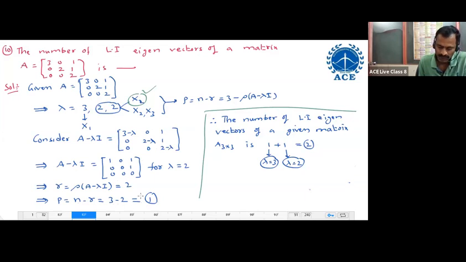Then n minus r is 1. That is, corresponding to the 2 times repeated eigenvalue, the number of independent eigenvectors is only 1. But corresponding to 3, 1 more independent. Totally 1 plus 1, the matrix will have 2 linearly independent eigenvectors. Okay, sir. Thank you, sir.